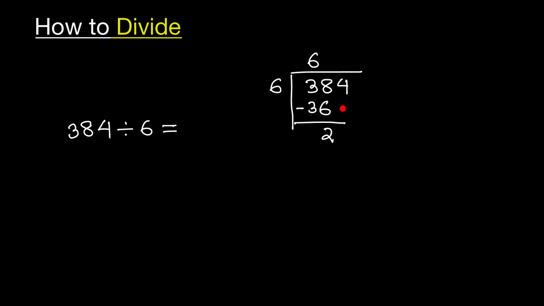That is why we need to bring down this adjacent 4 here. And we know that 6 times 4 is equal to 24. Subtract, we get 0. As we get the number 0 and we have no number to bring down here, so we will stop. Therefore, 384 divided by 6 is equal to this number 64. And this is our final answer.